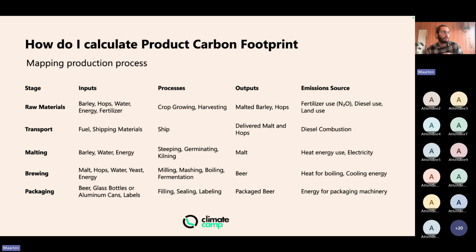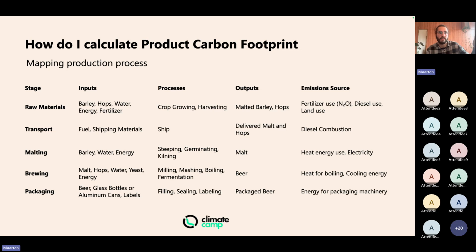and these different elements. So for example, in transport, the input is fuel and shipping materials, the process is we use a ship, and then the output is the malt is delivered to our organization. So the main emission source will be diesel combustion in the ship. Mapping this out will make sure you don't miss any gaps in the value chain or the supply chain of your products, as well as not missing any emission sources.